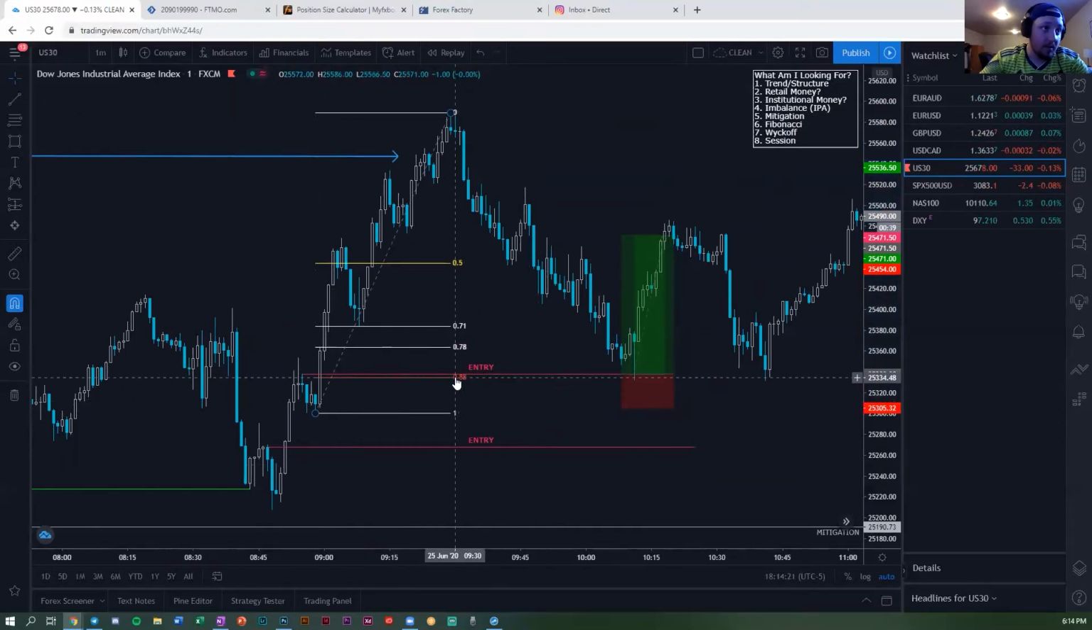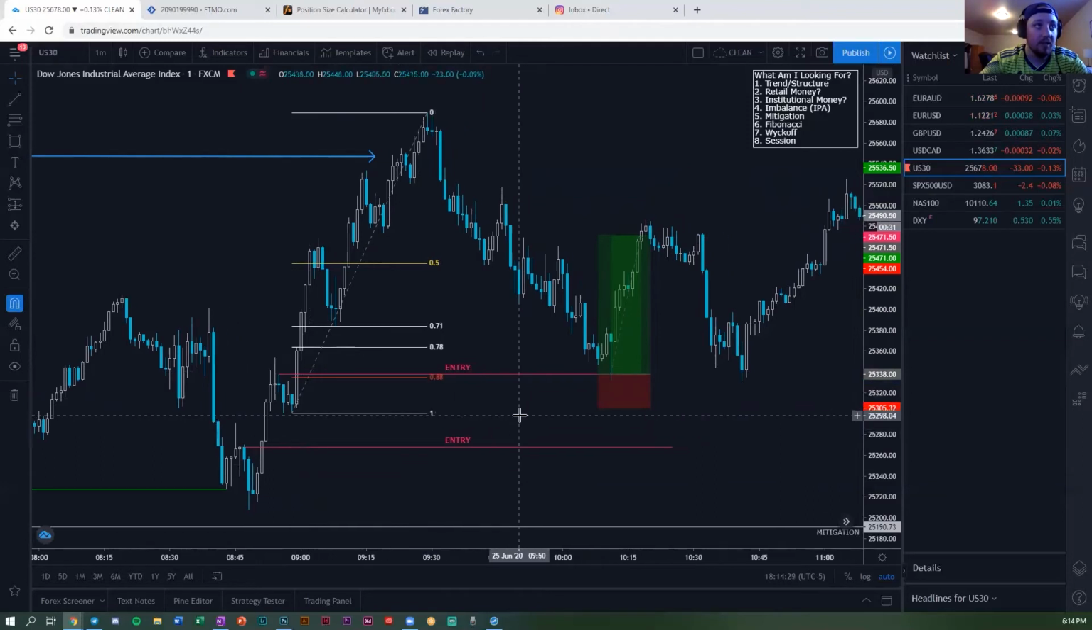This zone's a little bit better. I like it closer to the 0.88. That's how I like to place my trades. If it's right on the 0.88, that's just another confirmation. So we went through our confirmations almost.